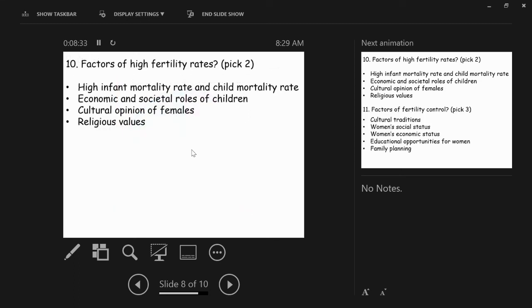All right, so what creates high fertility rates? Well, if a good number of your offspring, your babies, are dying because of poor health care, poor sanitation, you're going to have more kids just in case they die. Could be cultural opinion of females, which you guys saw in the video about India. They want males, not females. So you might continue to have children if you continue to have females.